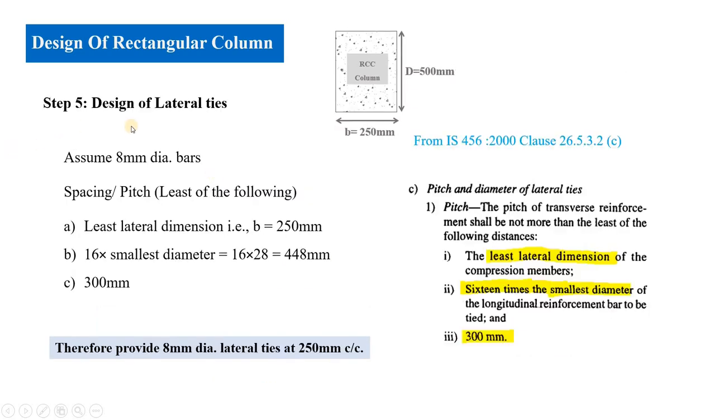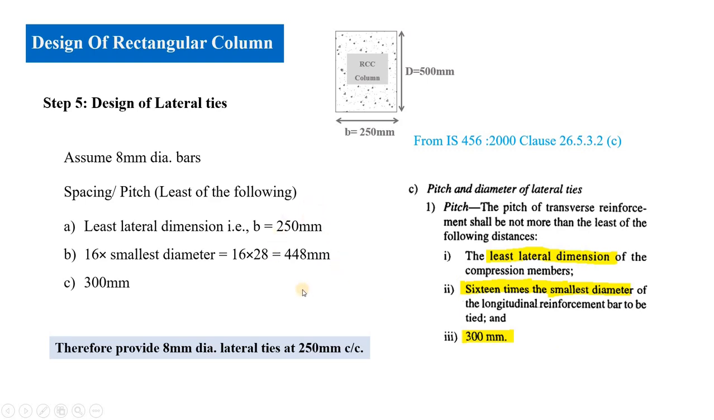After providing the area of steel, the next step is design of lateral ties. Let us assume we are providing 8 mm diameter bars. Then the pitch or the spacing of the bars should be the least of the following conditions, which are given in IS 456. Condition number 1 is the least lateral dimension of a compression member. In this column, the least lateral dimension is B, so 250 mm. The second condition is 16 times the smallest diameter of longitudinal reinforcement bar. Here we are using a single diameter, that is 28, so 16 into 28, then we will get 448 mm, or 300 mm.